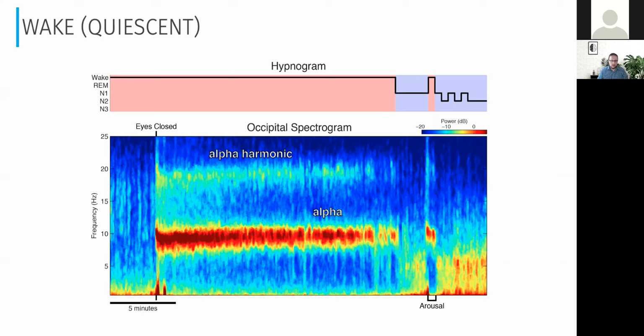So what we're looking at here is the spectrogram, and you don't see a lot of activity. And the second the subject closes their eyes, you see this strong alpha oscillation over here, and then you also see this harmonic over here. And we can get a little bit into what harmonics are.